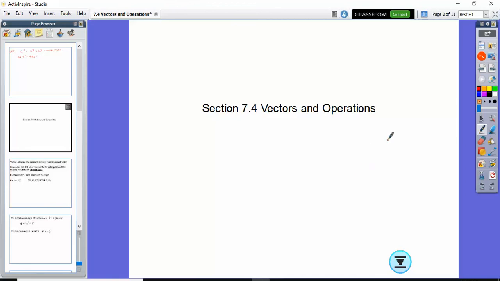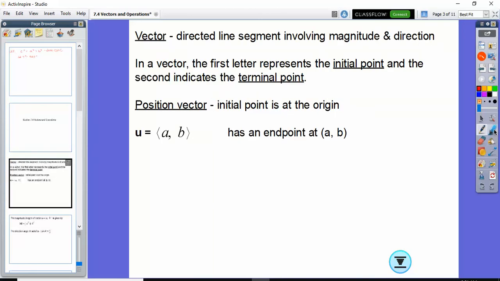We are looking at vectors and operations with them. First thing you need to know is what a vector is. It's a directed line segment involving magnitude and direction. The first letter is the initial point, and the second is the terminal point. It looks kind of like an ordered pair, except instead of parentheses, we have these brackets around it.